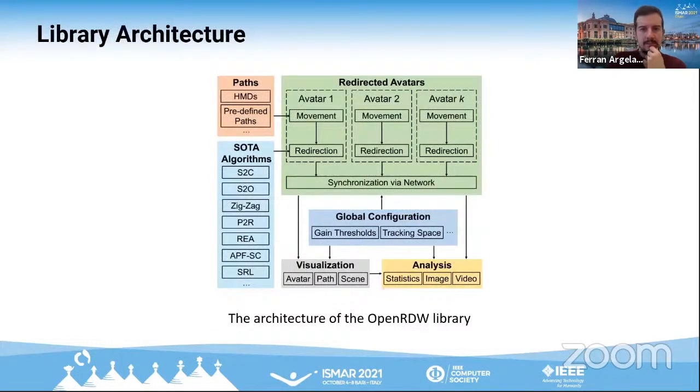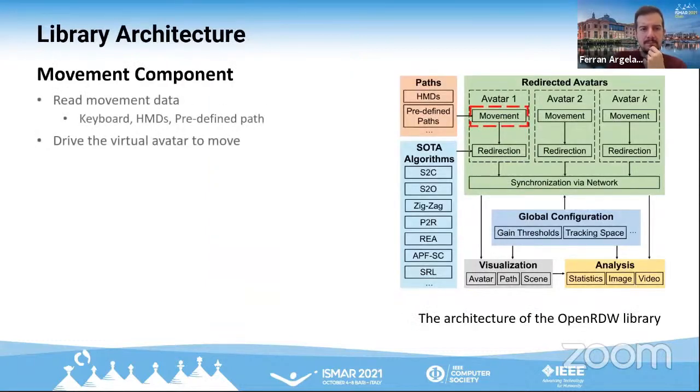We implemented the OpenRDW library as a Unity 3D package for prevalent use in academia and industry. The architecture contains several basic modules and components. The movement component reads data from an input device or a predefined path to drive its avatar.